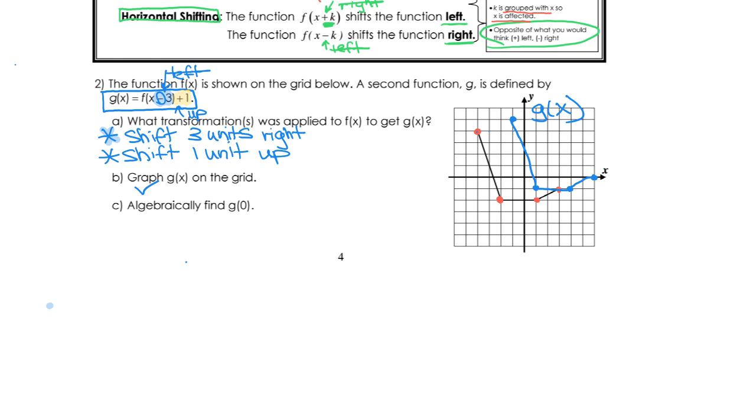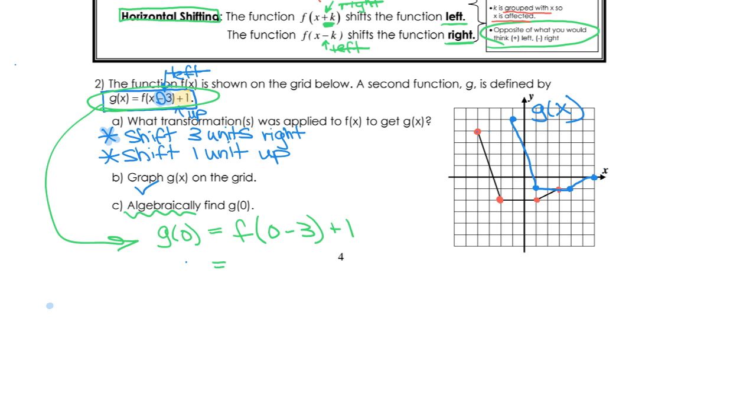Part C says algebraically find g of 0. They said algebraically, so that means show our math. So we're going to say g of 0 equals. We're going to go to our g equation up here, and anytime there's an x, we're going to replace it with a 0. So this is going to stay f. In parentheses, that x minus 3 is going to become a 0 minus 3. Close it up. And then plus 1.